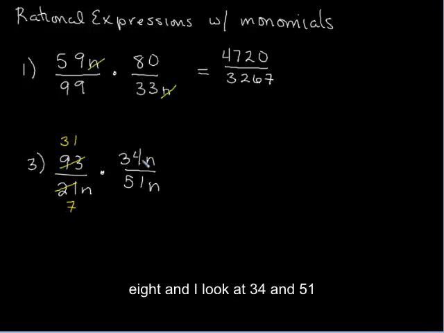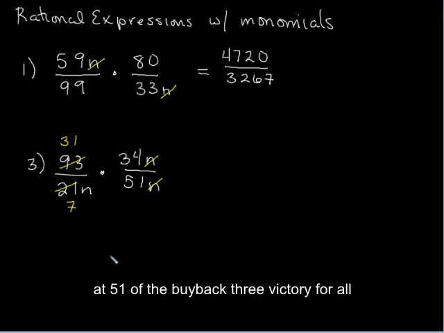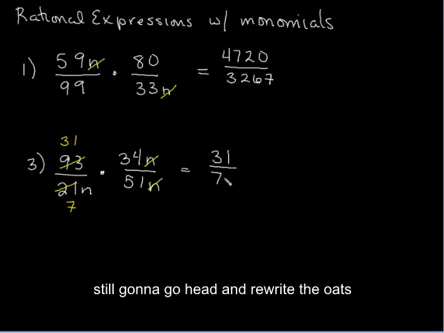Okay, and then when I look at 34 and 51, I notice they both have an N. So I can get rid of that N right away on this one. 51 will divide by 3, but 34 won't. So I'm going to go ahead and rewrite this.